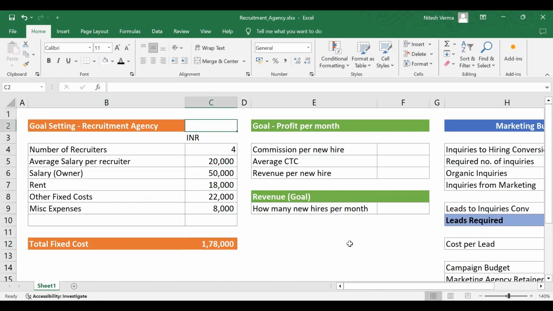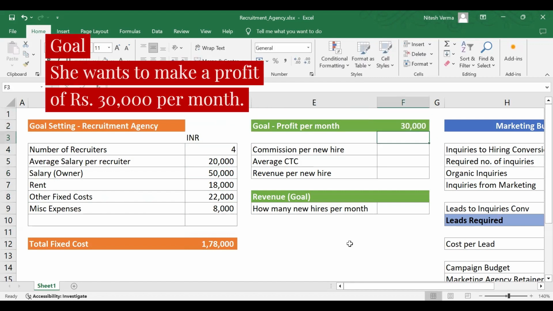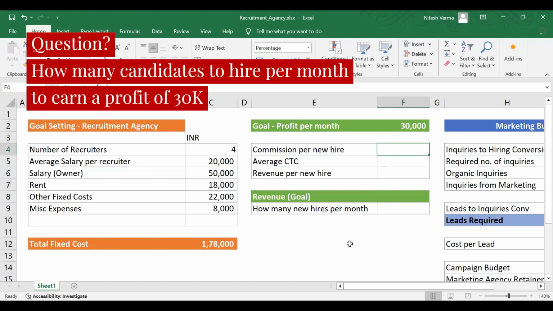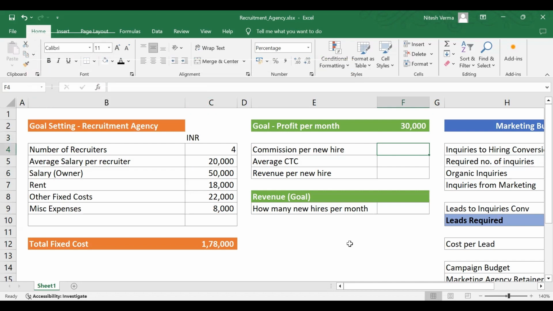Now, what should be her goal if, apart from her salary, she wants to earn additional profit to grow her business? Let's say she sets a goal of earning an additional profit of 30,000 per month. So this is other than the salary that she draws as the owner. Let's see how much business the company needs to do in order to meet the expenses and earn the profit goal of 30,000 per month.